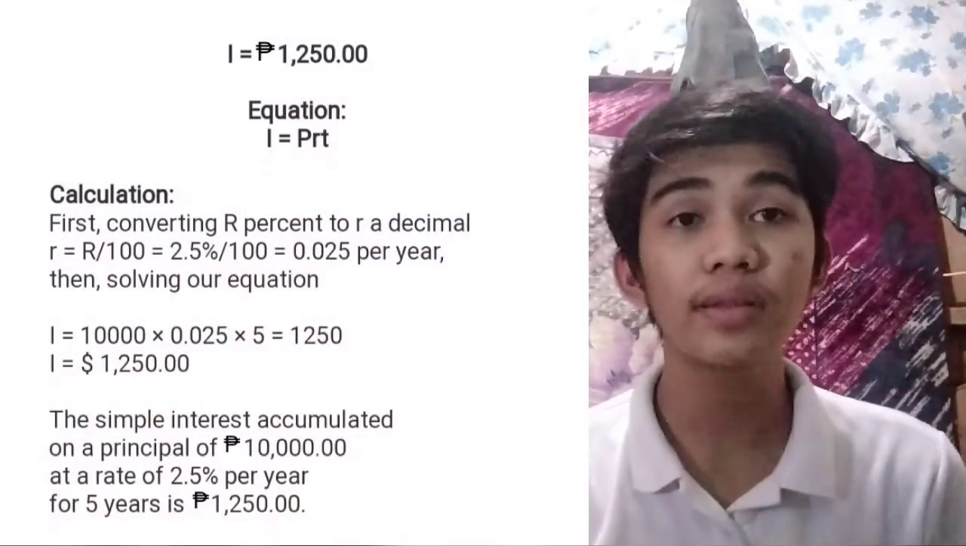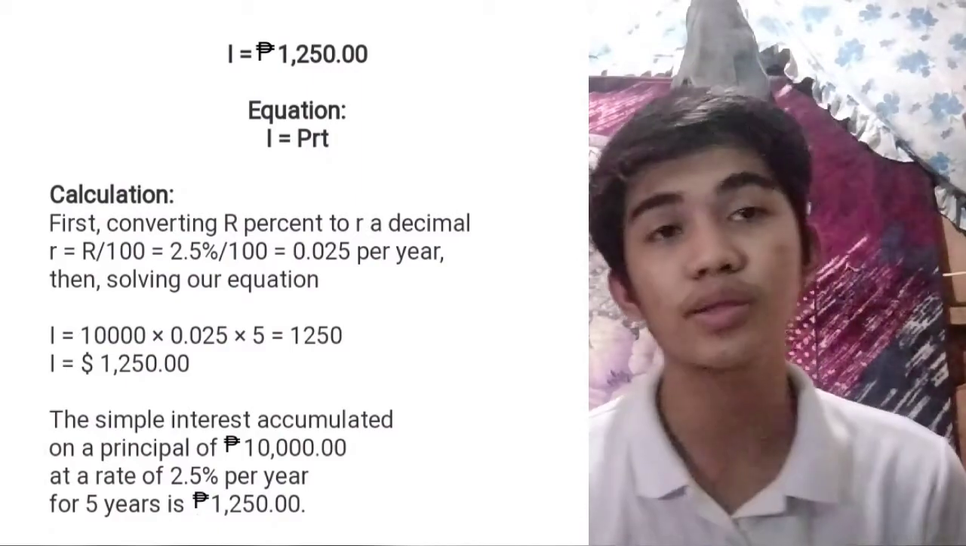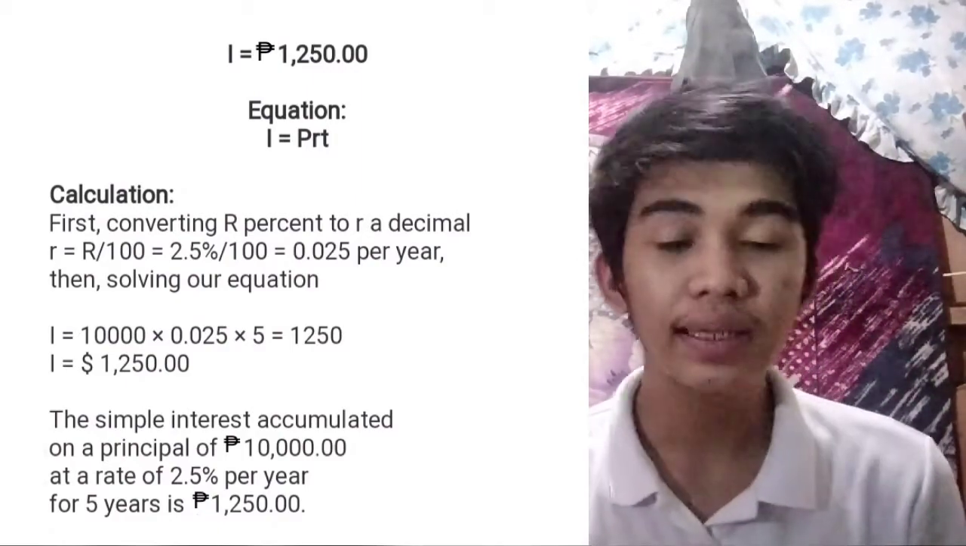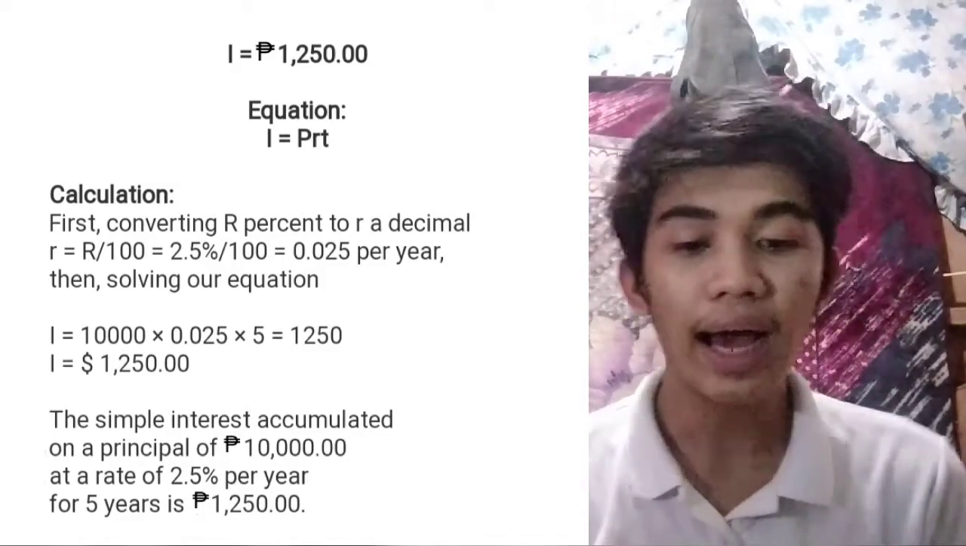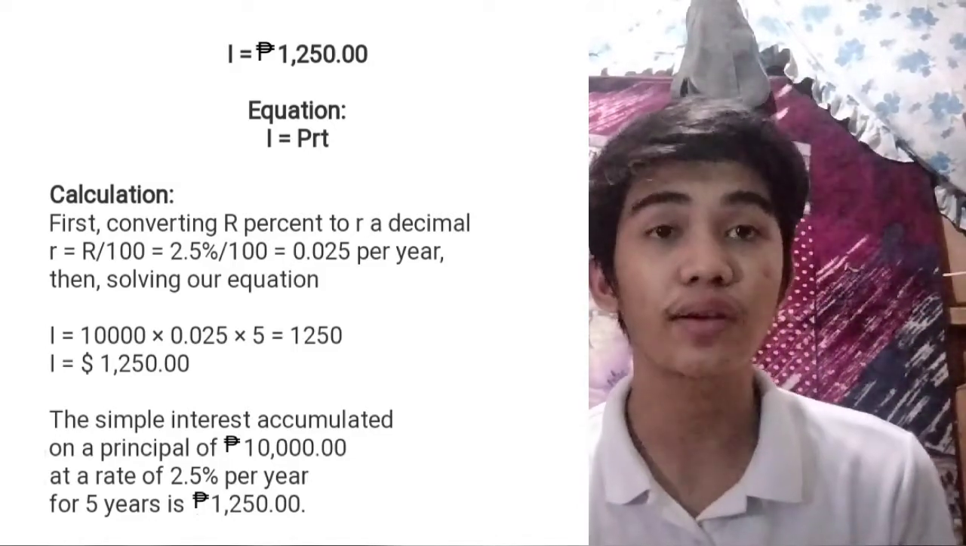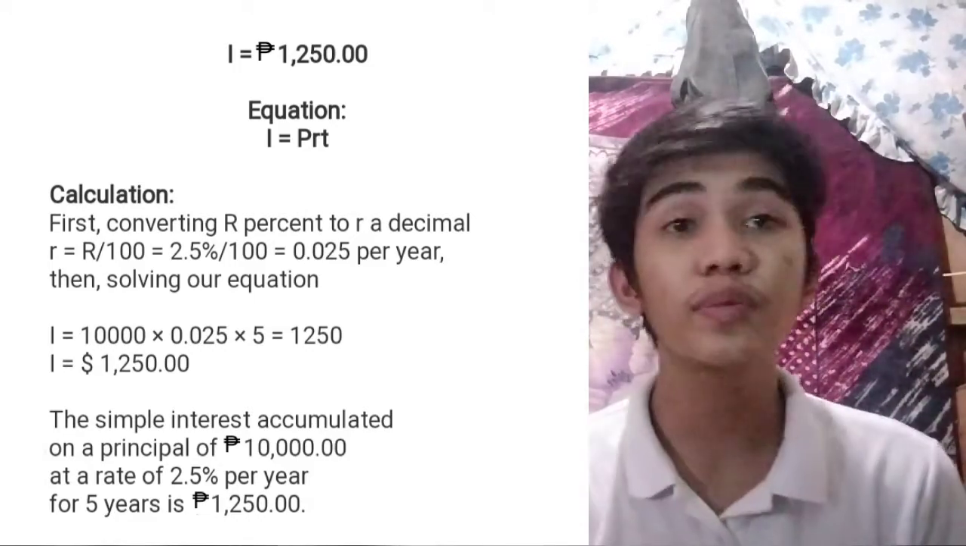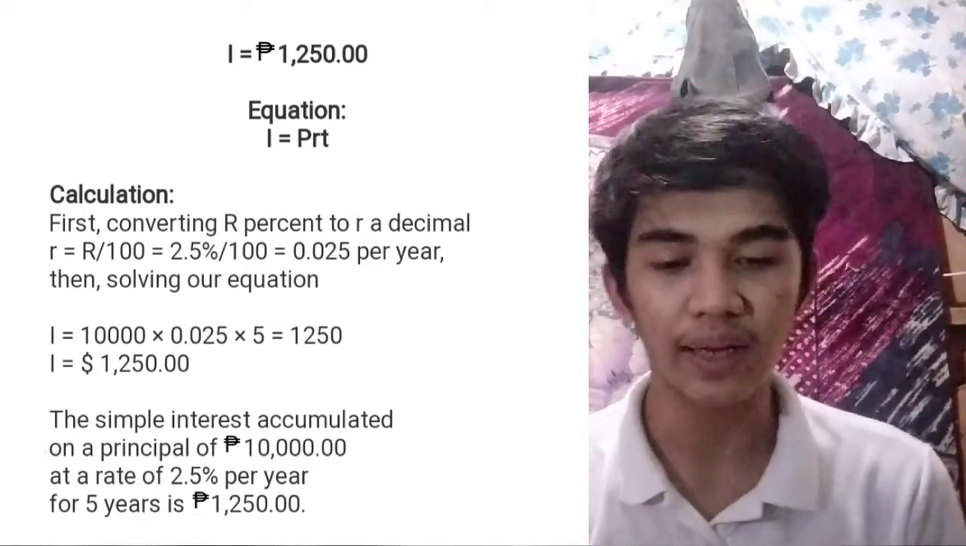Now let's answer the seventh problem. Let's find the given from the problem. Our given is: our principal is 10,000 pesos, our rate is 2.5%, and our time is 5 years. Let's find the interest by the equation I = PRT. First, convert the percentage rate to decimal. So 2.5% will be converted into 0.025.